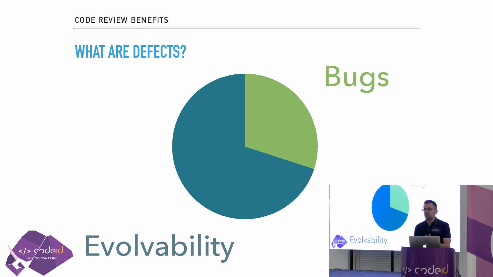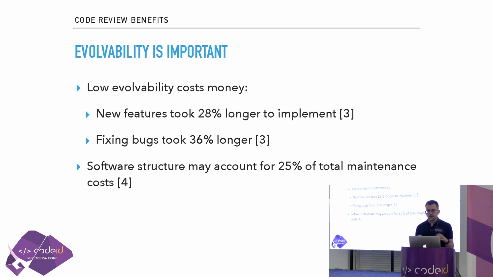The reason this is so important is that if you start doing code review, you might think we're just going to find actual real bugs. But actually, a lot of what we're going to find are these evolvability defects. And evolvability defects are still pretty important because of the costs associated with them. Low evolvability costs money. Code full of technical debt has issues.